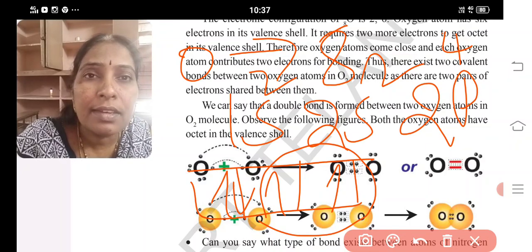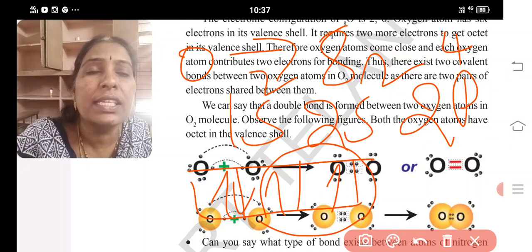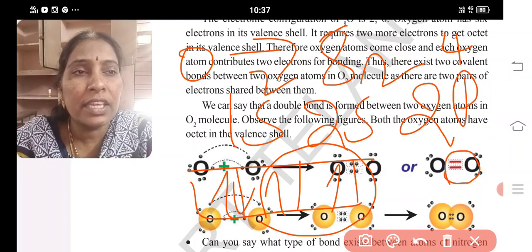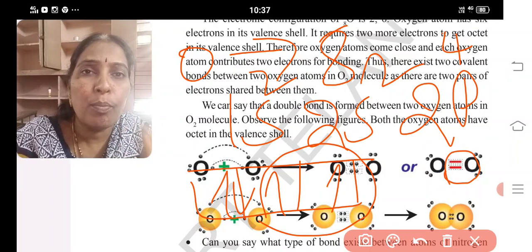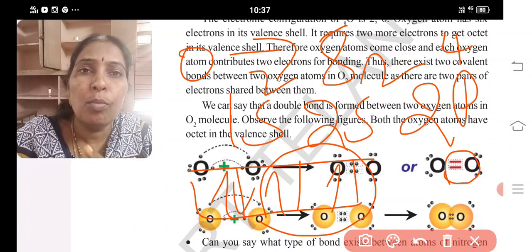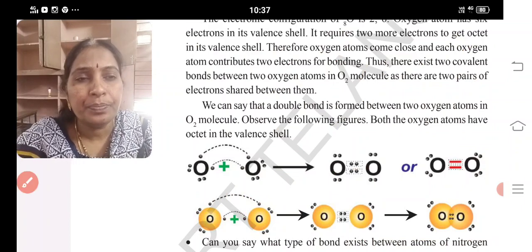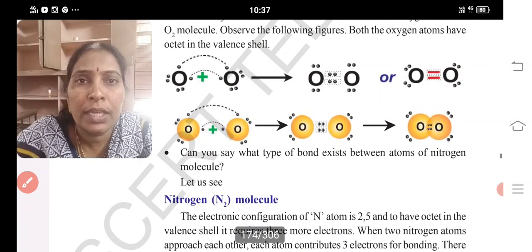So it is sharing 2 electrons, so it is an example for a double bond. Here you can see that these 2 lines indicate it is a bond. One line is a single bond, 2 lines indicate a double bond. Clear, children? Oxygen is an example for a double bond.